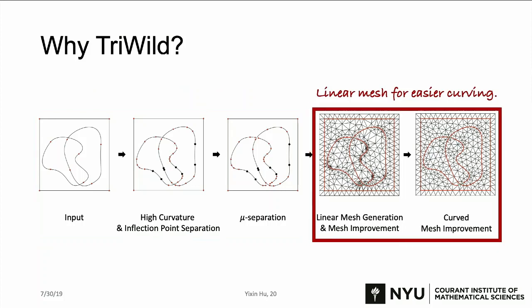After the preprocessing, we first generate a linear mesh with constraints on boundary edges and boundary vertices for easier curving of the mesh later, and then we improve and curve it to generate a valid and high-quality output mesh. This is different from other methods. While most methods also first generate a linear mesh and then curve it, their linear meshes are not generated in a way for facilitating the later curving.